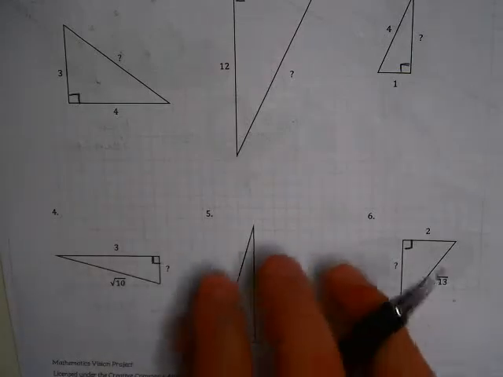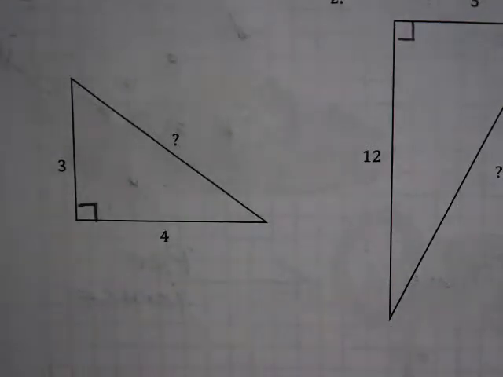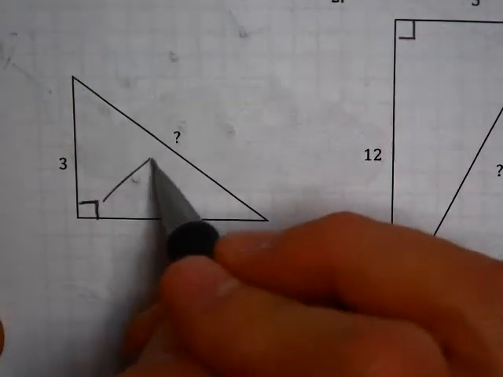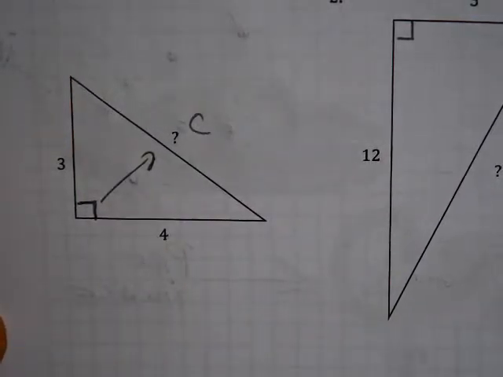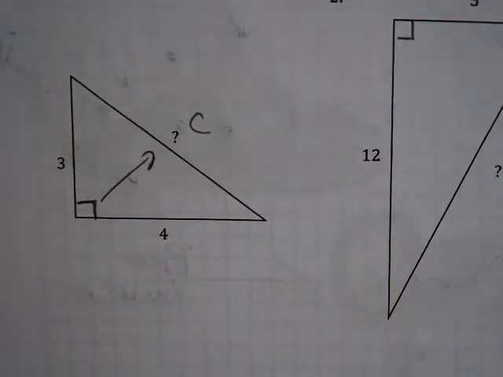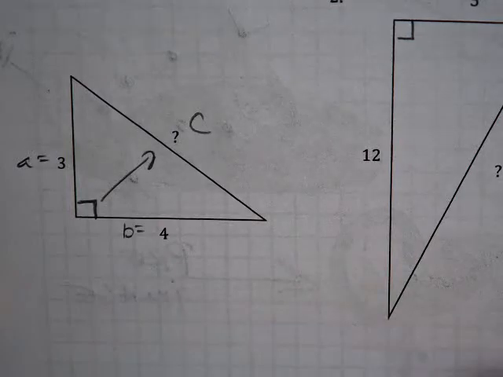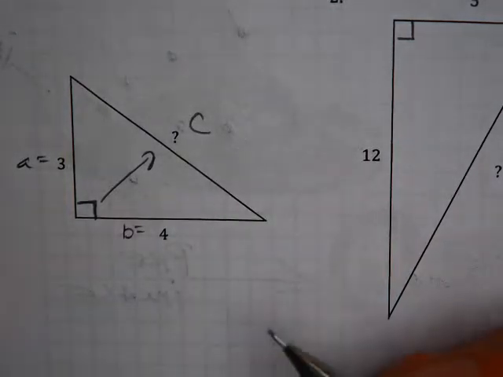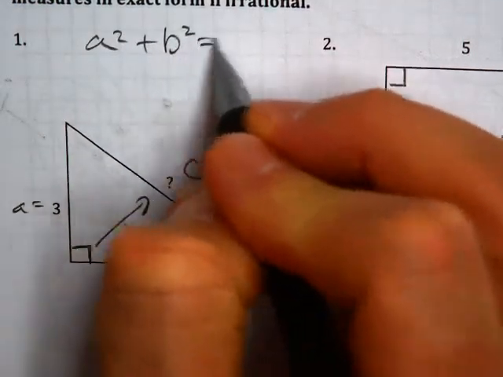So, let's go do number 1 here. Got a 3 and a 4. I wonder what the other one is. So this is the hypotenuse. This has to be C. Okay? It has to be C. No exceptions. Because it's across from the 90-degree angle. The 3 and the 4 are A and B. Which one you call which doesn't matter. Let's call the 3 A, and the B is 4. So now I put this into the Pythagorean theorem, which is A squared plus B squared equals C squared.